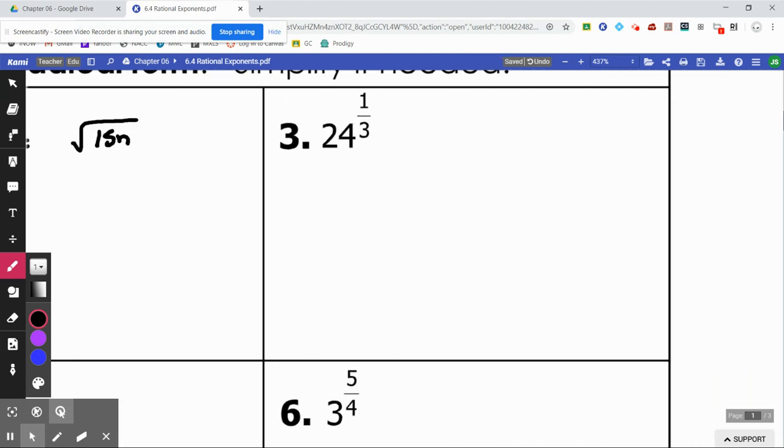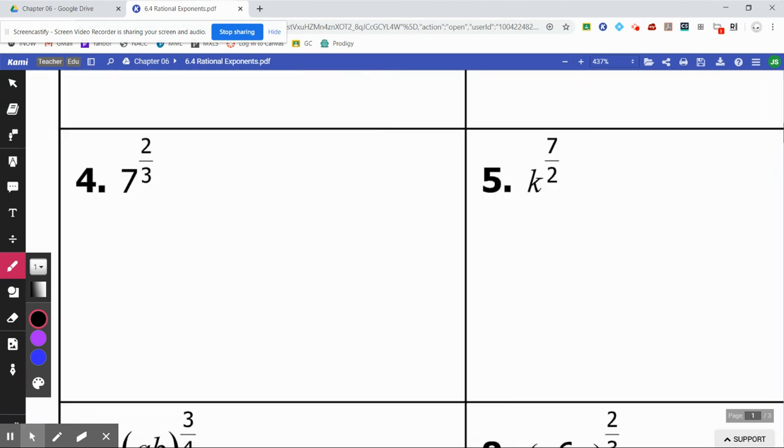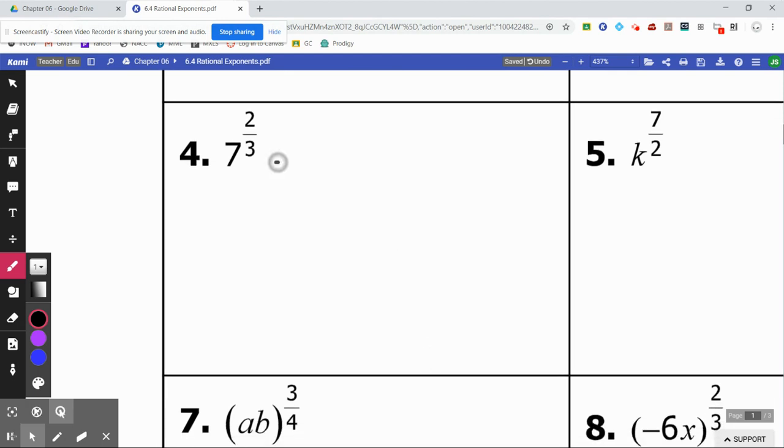Number 3, 24 to the 1/3 would be the third root of 24. And that can be simplified. We can split that into the third root of 8 and the third root of 3, because the third root of 8 would be 2. So 2 times the third root of 3, simplified. Number 4, 7 to the 2/3 power.